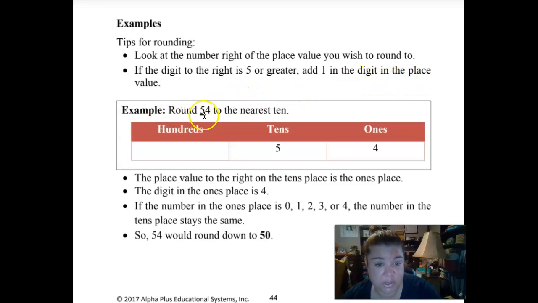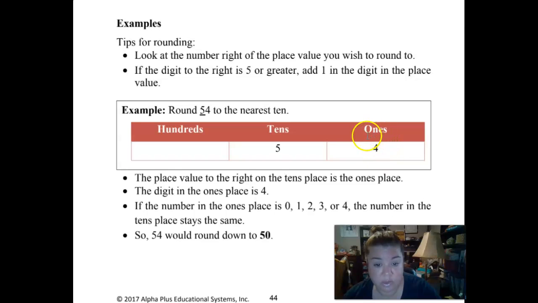So let's look at an example. If we have 54 and we want to round to the nearest 10, we put it in our place value chart. We have 5 tens and 4 ones. So the place value to the right of the tens place is the ones place, okay? So here's the tens place. The one to the right is the ones place. The digit in the ones place is what number? 4.